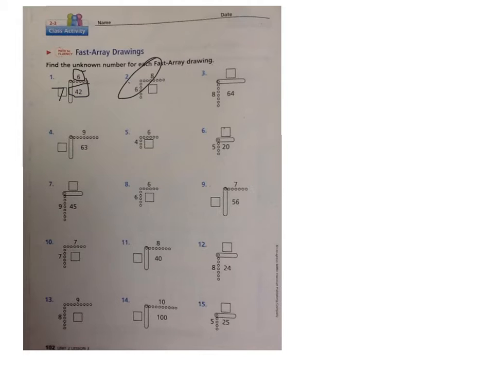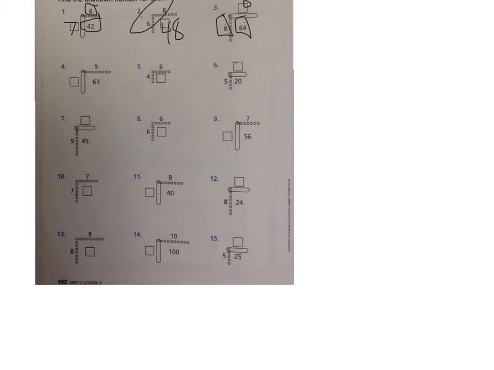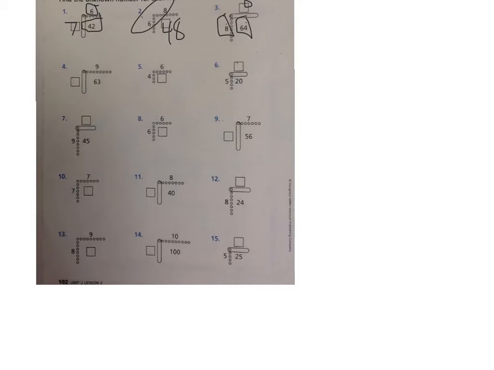Here we have both factors, so you need to multiply them. 6 times 8 is 48. Here we have the product and one of the factors, so we know 64 divided by 8 is the same as 8 times something, which is 8 times 8. I'm going to do 4 through 6, and then I want you to do the rest on your own. 63 is the product of 9 times 7. 6 times 4 is 24. 5 times something gets you 20. 20 divided by 5 gets you 4. And now I want you to pause it and work on 7 through 15 on your own, and then unpause it and I'll go over the answers with you.